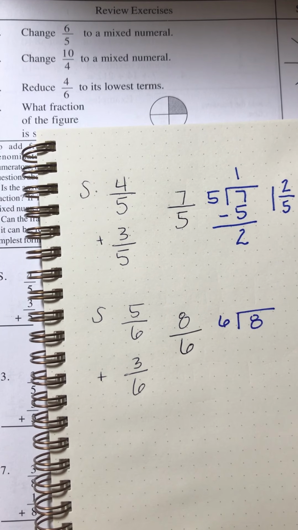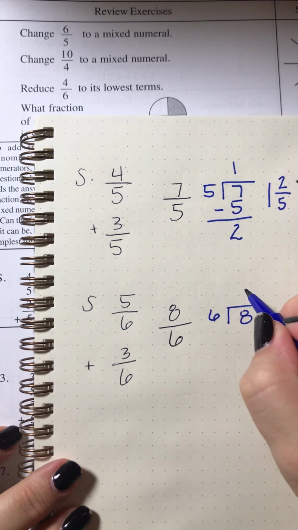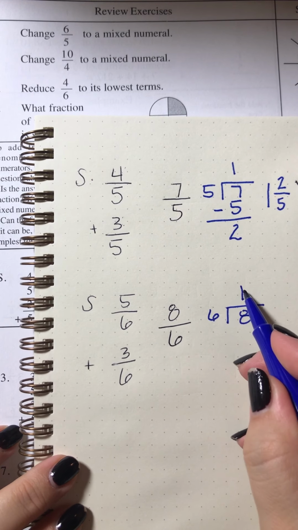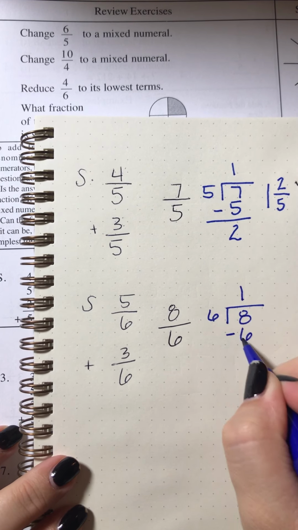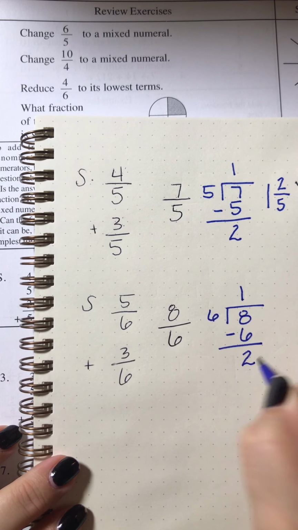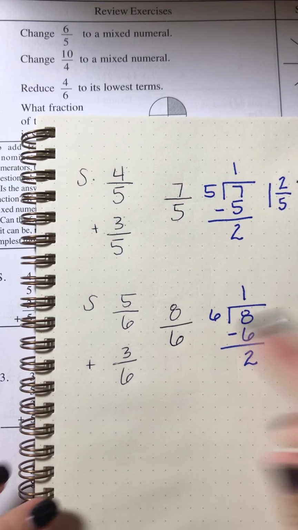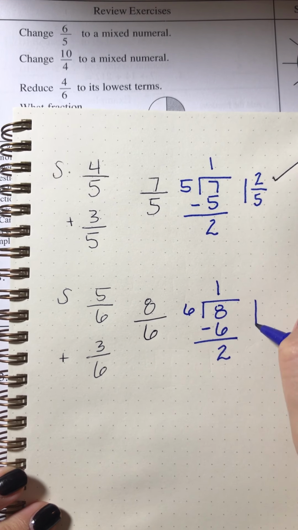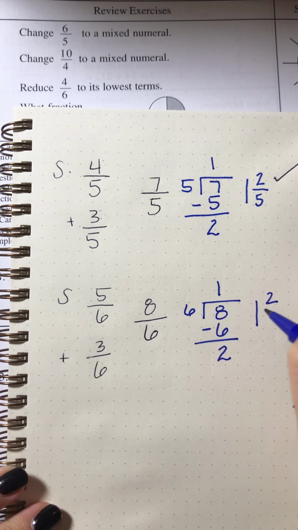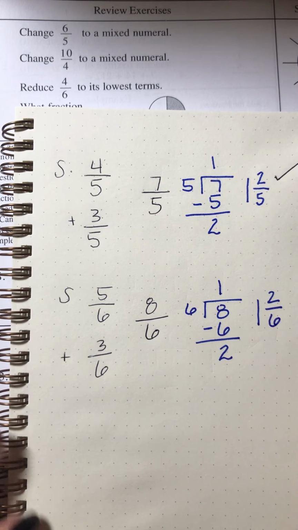And how many times does 6 fit into 8? Once. 6 times 1 is 6. 8 minus 6 is 2. And we're going to do our process of the 1, 2, 3: our whole number, 2 over 6. And we have our mixed number.